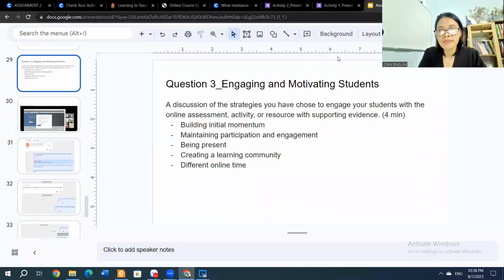For question number 3, I'm going to talk about some strategies that I've chosen to engage my students with these online activities. I'm going to talk about five things. The first one is to build initial momentum. So I set really clear rules for them. I talk to them about my expectations of how they participate in the class.